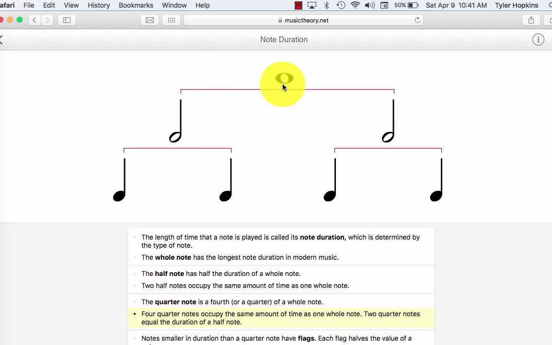As you can see, we have the 4 at the top. We have 2 half notes of 2 beats added together to equal the whole note. And we have 4 one-count quarter notes adding together to equal the whole note.